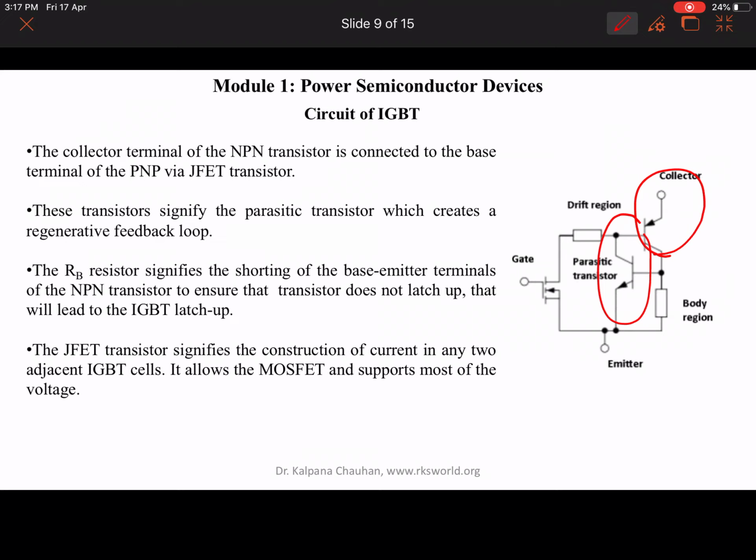The RB resistor signifies the shorting of the base emitter terminals of the NPN transistor to ensure that the transistor doesn't latch up, as that would lead to IGBT latch up. The JFET transistor signifies the constriction of current in any two adjacent IGBT cells. It allows the MOSFET and supports most of the voltage.